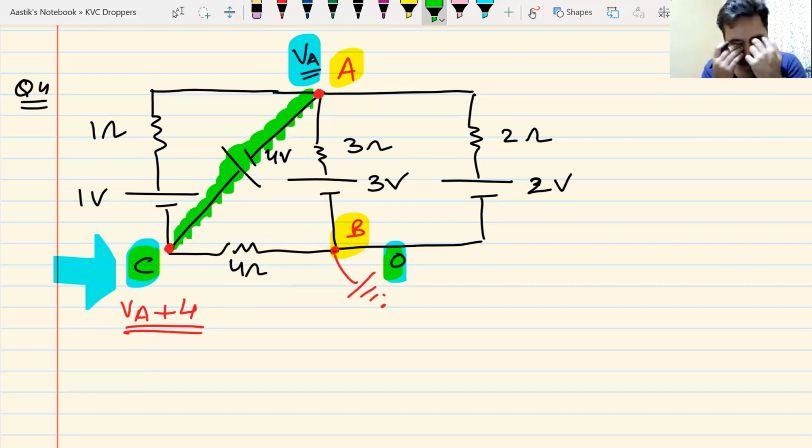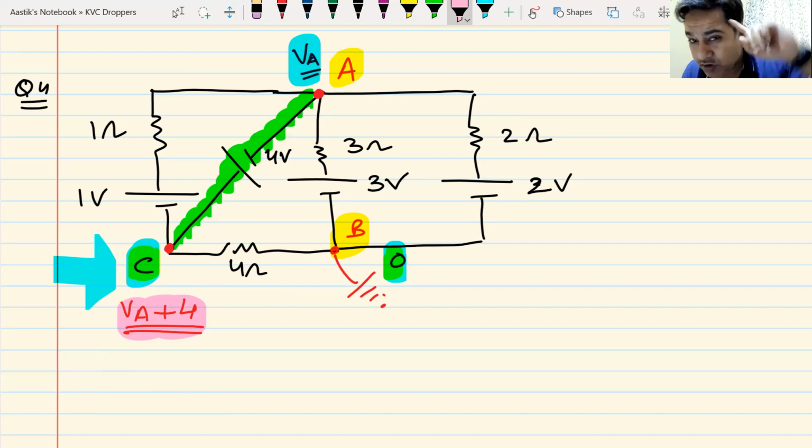Now, open your eyes and you see. What do you see? You only see one unknown. Yes or no? You just see one unknown, and that one unknown is VA. If you know VA, you know VA plus 4, you know everything. So the only thing I need to do now is to get the value of VA. Yes or no? Yes, sir.